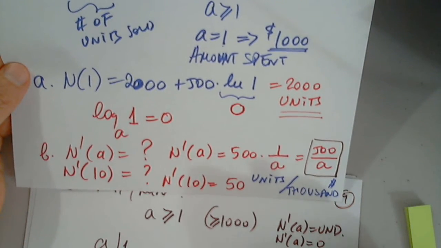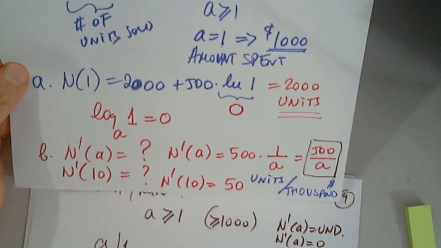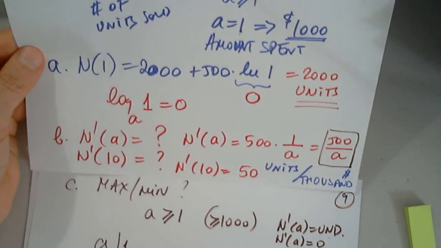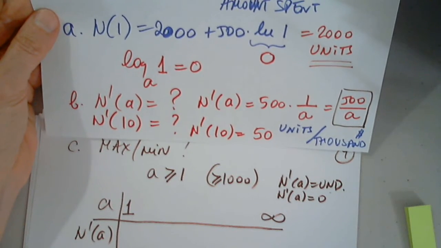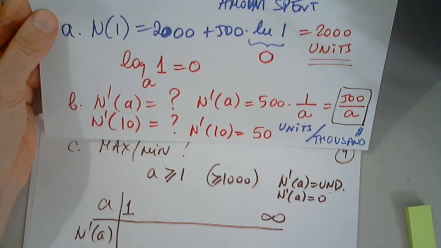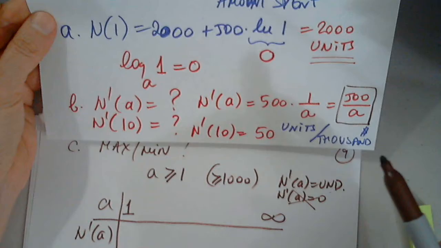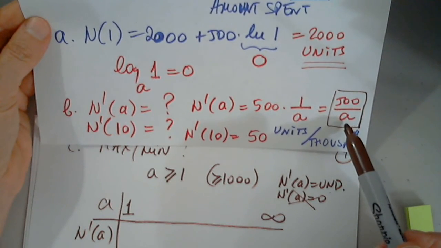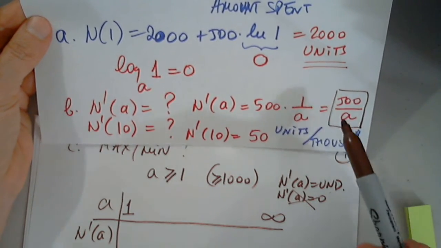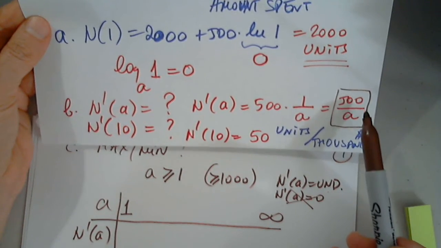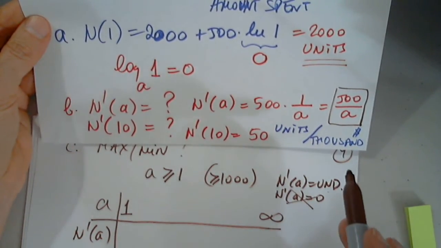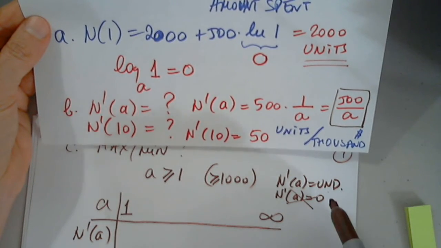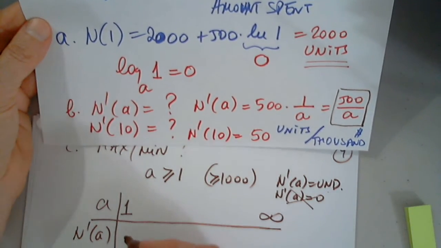Which one in this case will not produce critical numbers? The undefined or the equal to 0? Equal to 0. Exactly. That's not possible. It's a fraction. The denominator cannot be 0. The numerator will never be 0. It's 500. There is no variable in there. So no critical numbers come from n prime being 0. Awesome. But when it comes to undefined, yes.